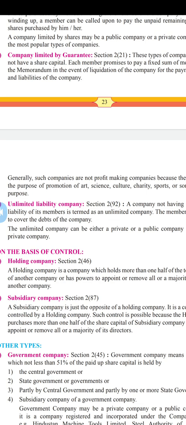Then the fifth type of company is other types. In that, there are government company, foreign company, dormant company, listed company, small company, associate company, and company not for profit. All these come under this head, that is other companies.